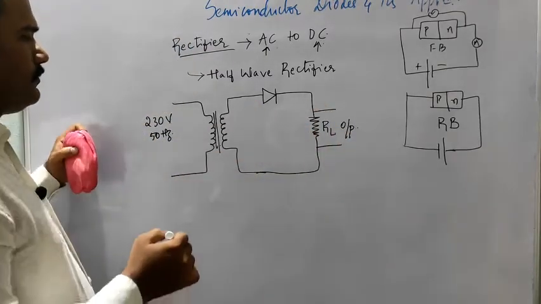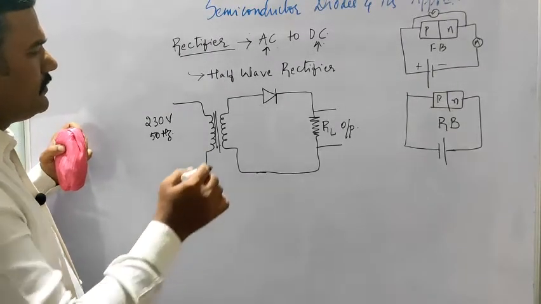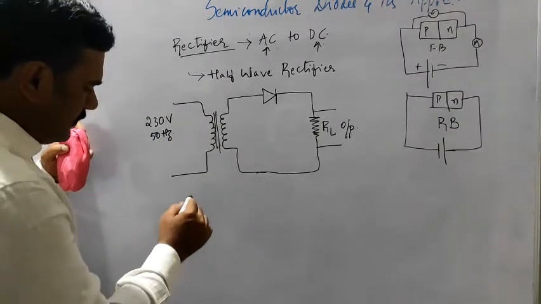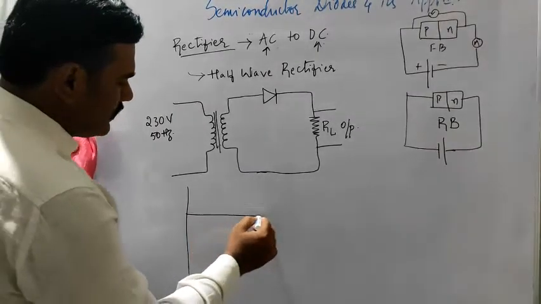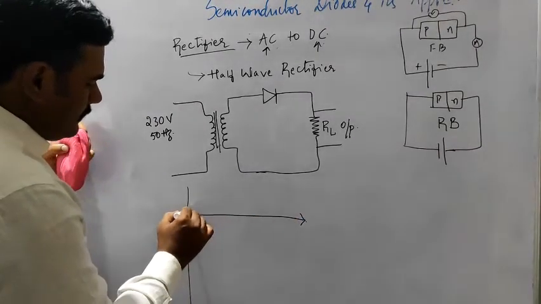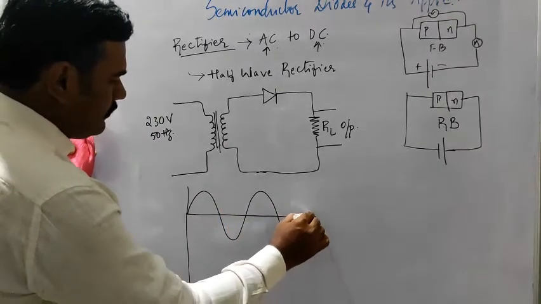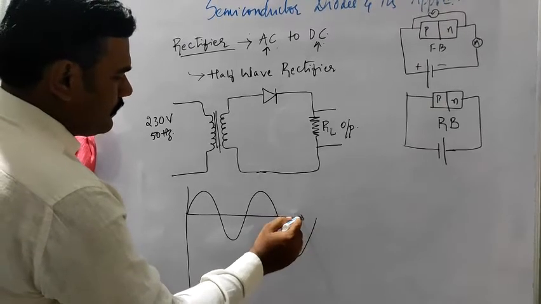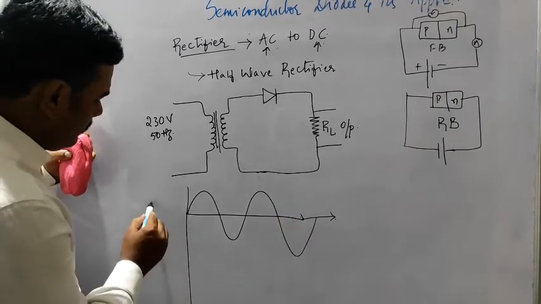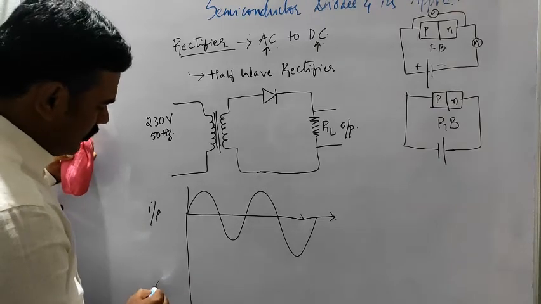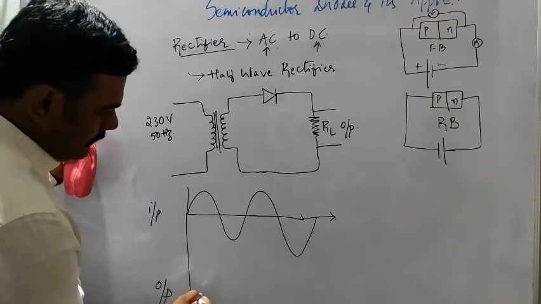This is the diode. If you look at the working of this diode, initially we know that alternating current is given to the input supply. Alternating current means it's a sinusoidal waveform. This is the input supply and this is the output supply, the output we get from this load resistor.